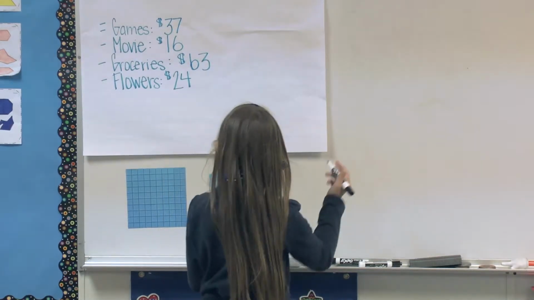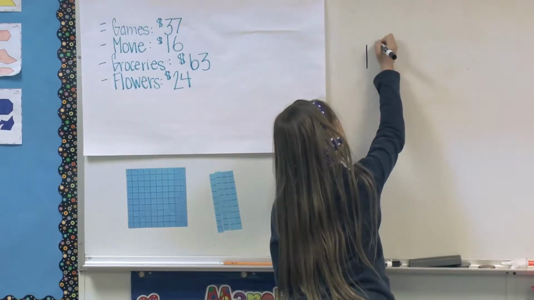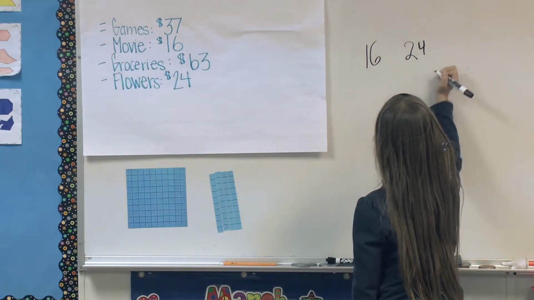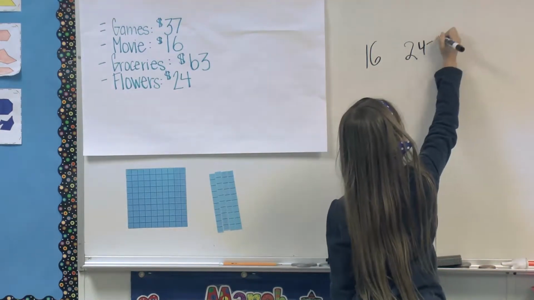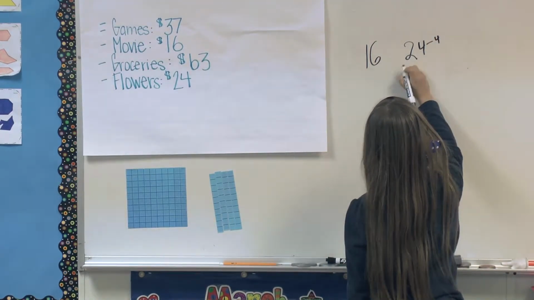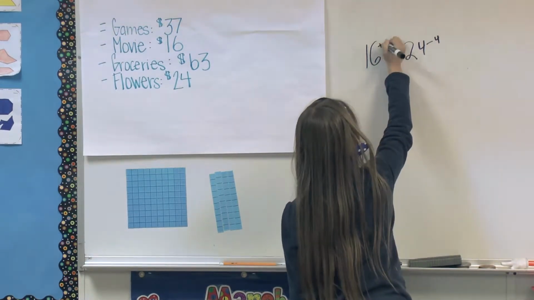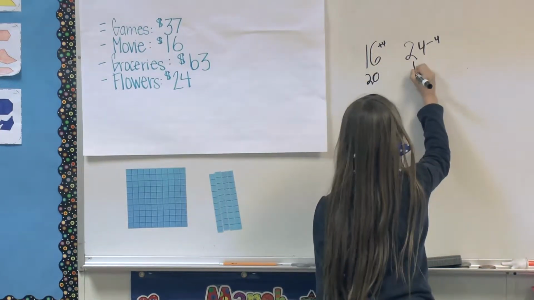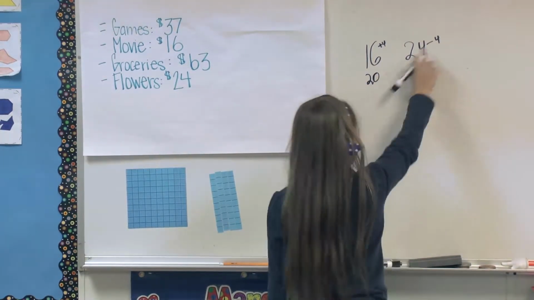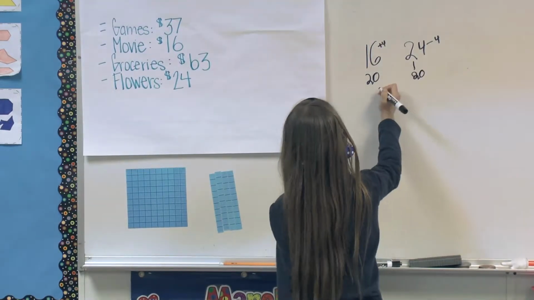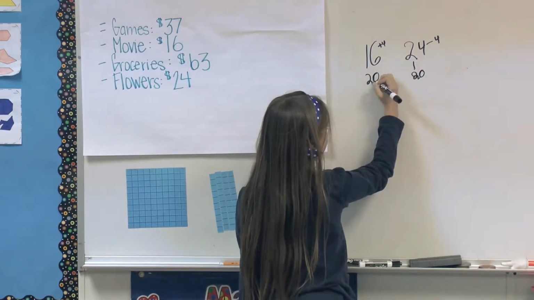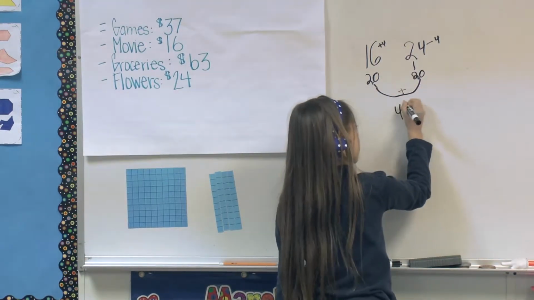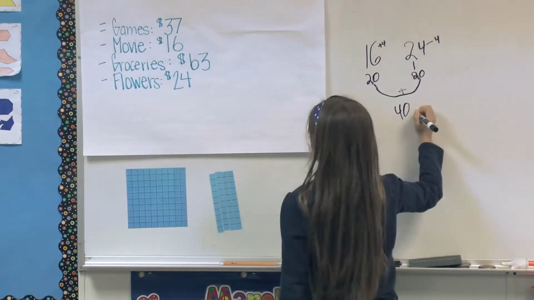Okay. So I have a 16 and 24. And I'm going to take the 4 away from the 24 and add it to the 16. That becomes 20. And this becomes 20. I took away the 4 from the 24 to make a friendly 10. Okay. And then 20 and 20 equals 40. So I'm going to put that aside.